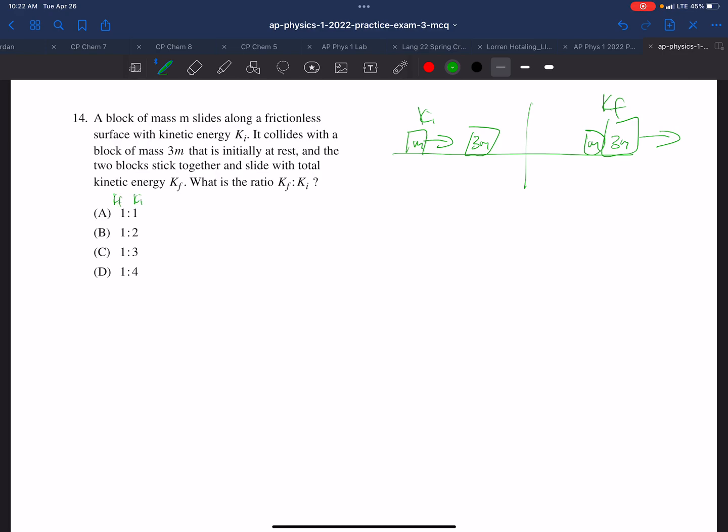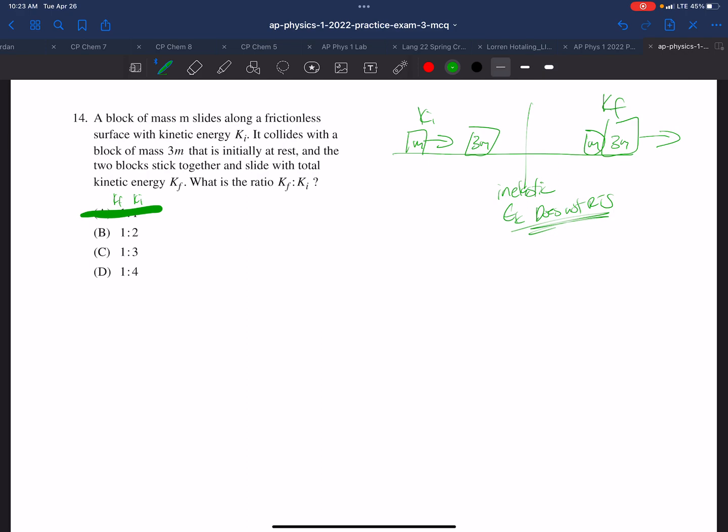Now, since we know they stick together, this is an inelastic collision, which means the kinetic energy does not remain the same. If it remained the same, it would be the ratio of 1 to 1. But since it doesn't remain the same, we know that is out. So we have a collision going on here.